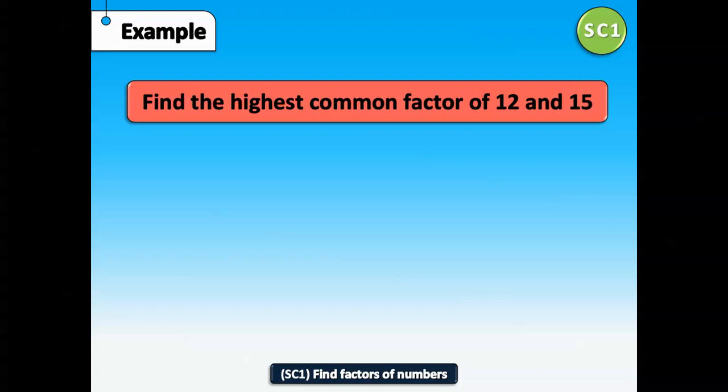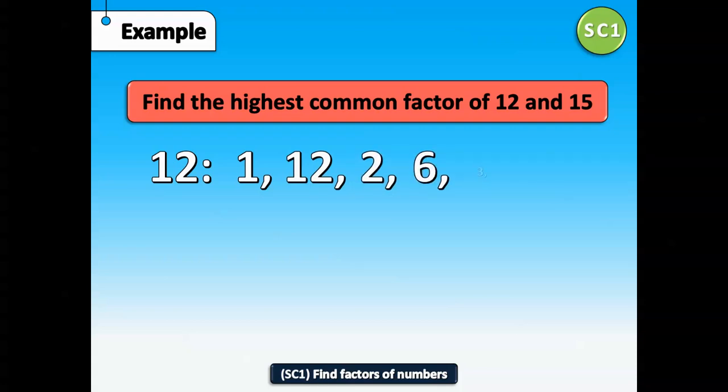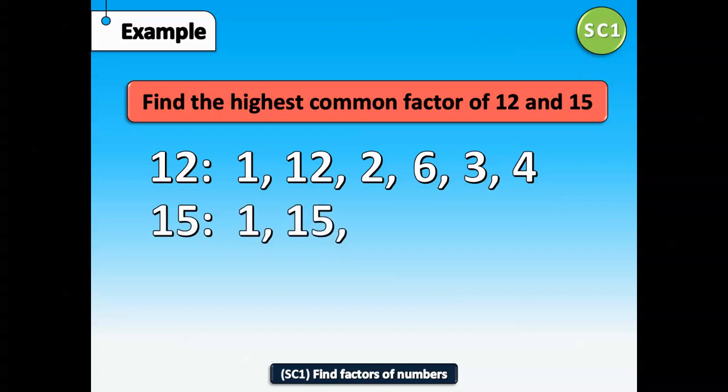If we want to find the highest common factor of 12 and 15, we start by writing down the factors of 12, so that would be 1 and 12, 2 and 6, and 3 and 4. Then we write down the factors of 15, so that's 1 and 15, and 3 and 5.